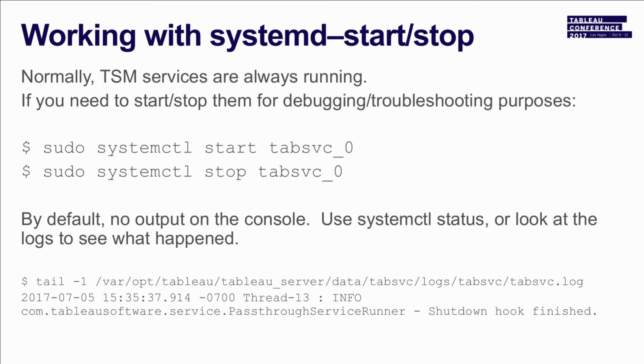And there's no output to the console from these commands. But if you look at the log file, it'll tell you. And here I conveniently have the path to the log file. There's another long string. And this is the log line that tabsvc logs when it shuts down. It says shutdown hook finished. Means it stopped.